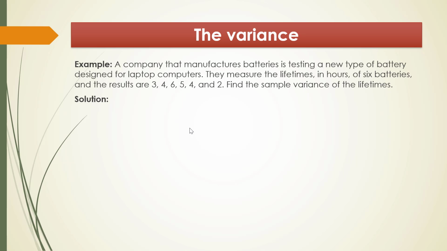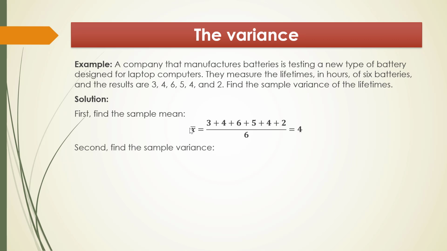To find the sample variance, we first find the sample mean, because the sample mean is one of the factors used to find the variance. Remember, in the last lesson, I showed you how to find the sample mean. We basically add all numbers together and divide by the number of observations. So 3 plus 4 plus 6 plus 5 plus 4 plus 2, divided by 6, and we get x bar is 4. The sample mean is 4. Now we use this sample mean to find the sample variance.